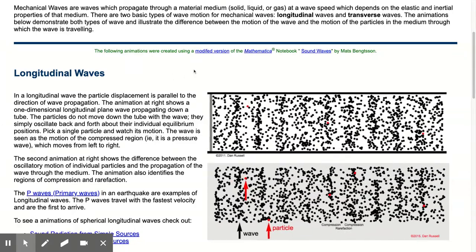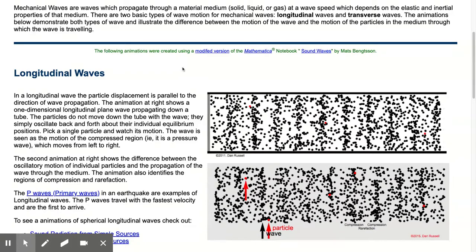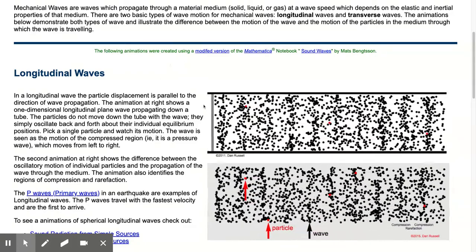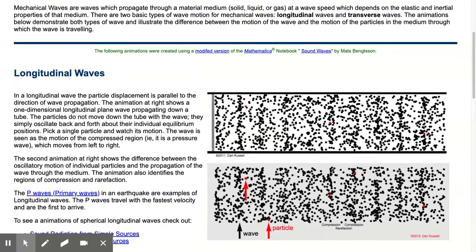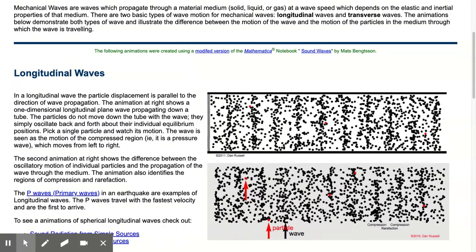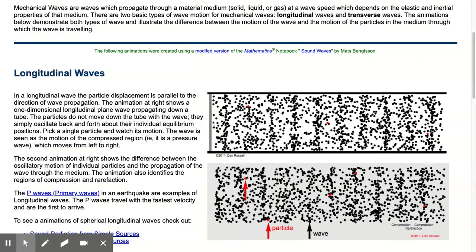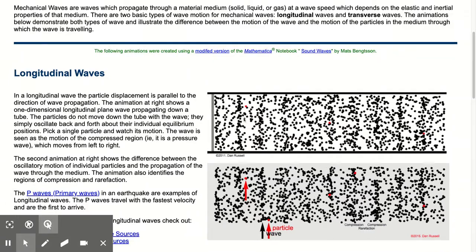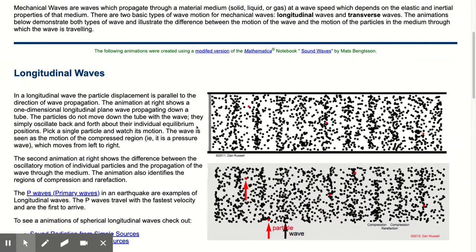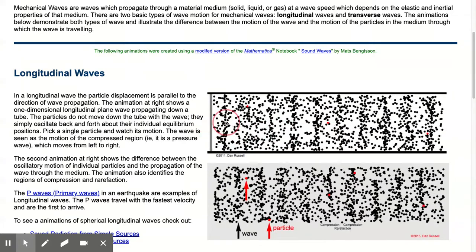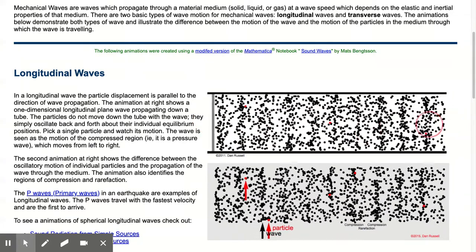In this video, I'm going to show you some visualizations of different types of waves. The first is a longitudinal wave in which the driving force is parallel to the direction of propagation. So we can see the wave is propagating here, like so. The driving force is back and forth, and the wave is going in the same direction.